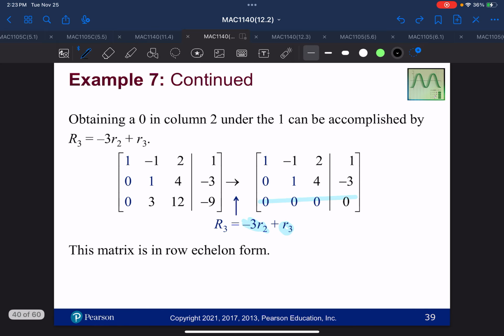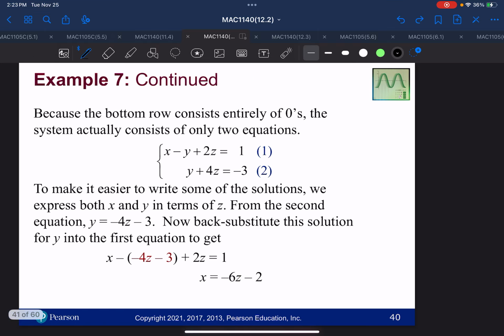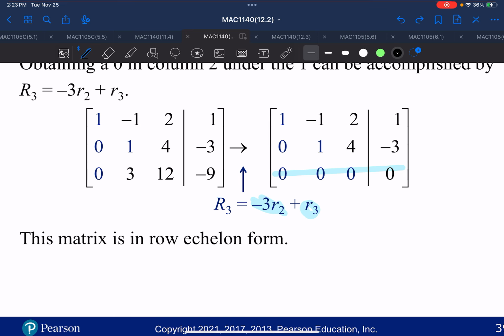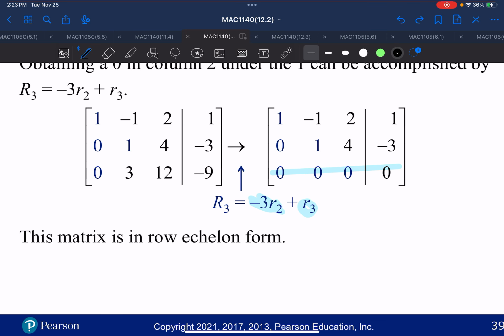and we can actually build this in its system of linear equations form. So I'm going to do that down here. So the first equation would be 1x minus y plus 2z is equal to 1. And then the next one is 1y plus 4z is equal to negative 3. And then the last one is all zeros, so I don't need to write that. So this would be my new system.